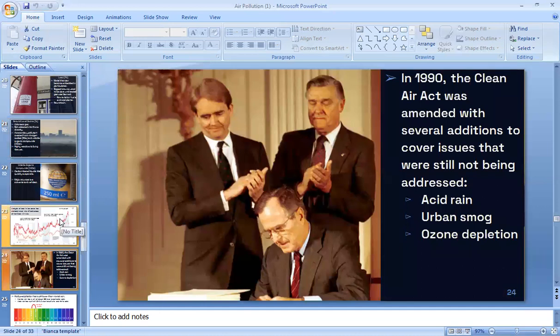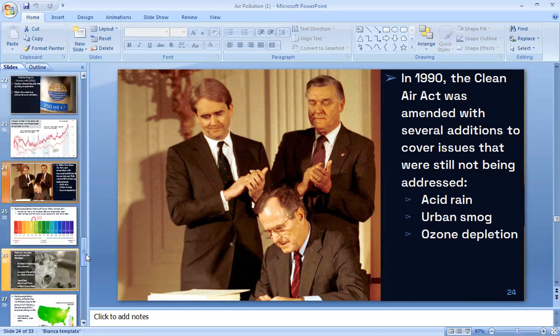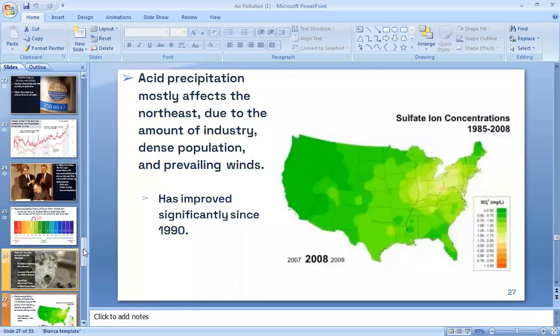In 1990, the Clean Air Act was amended with several additions to cover issues that were still not being addressed: acid rain, urban smog, ozone depletion, etc. Acid precipitation mostly affects the northeast due to the amount of industry, dense population, and prevailing winds, and it has improved significantly since 1990.